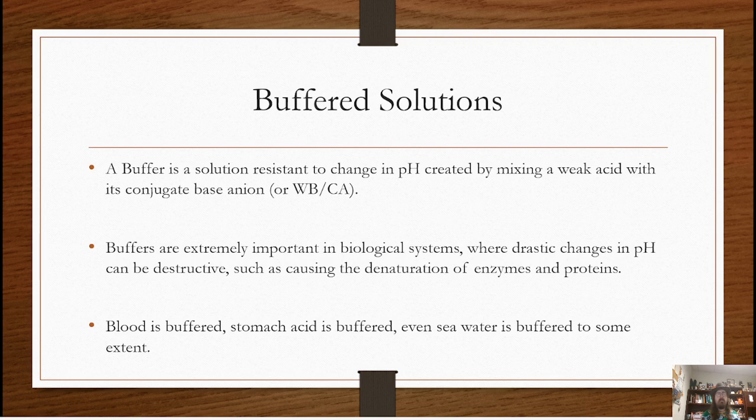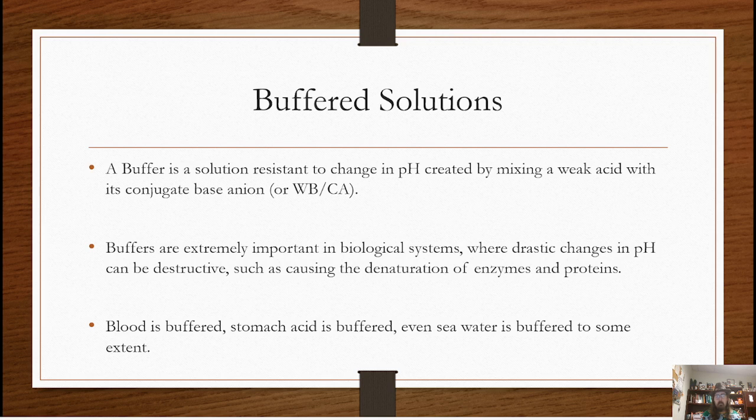Enzymes fold based on certain pHs. Above or below a certain pH, the enzyme starts to denature and they no longer work. So certain things do not work in too strong of acids or too strong of bases. Blood is buffered. Stomach acid is buffered.